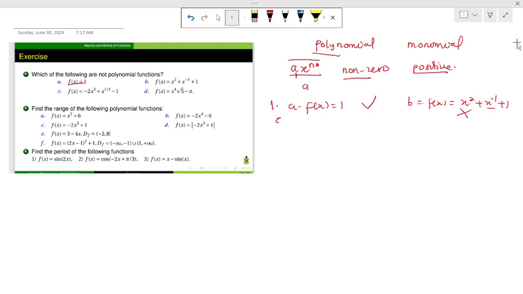Now let's see the third one, which is f of x is equal to negative 2x cubed plus x to the power 1 out of 2 minus 1. Once you have this function, it's the same scenario. The first one is a perfect monomial: a is negative and n is greater than or equal to 0, but not negative. Then here the power of x is half, making it a radical function. Once we have a radical term, we can't classify this as a polynomial function. Finally, the d, which is f of x is equal to x to the power 4 square root of 5 minus pi.